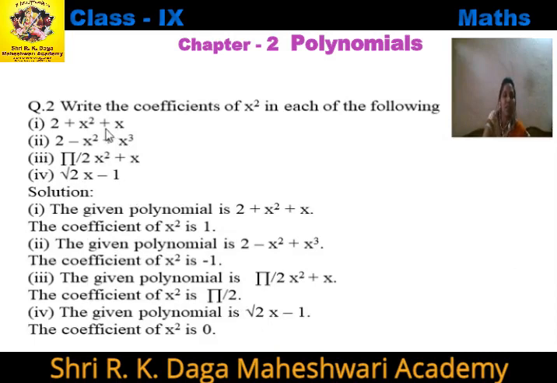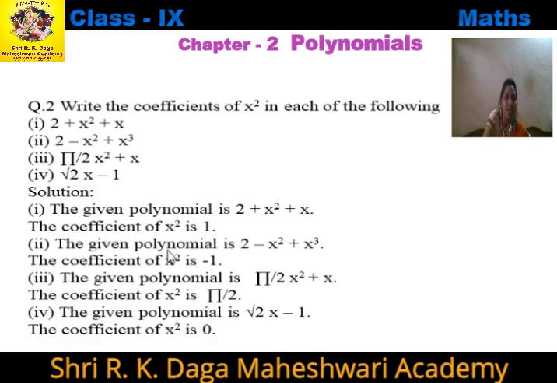Now question number 2, write the coefficients of x square in each of the following. We have to write the coefficient of only the term x square. In the first question, 2 plus x square plus x square, the term x square has the coefficient 1 only. So the coefficient of x square is 1.